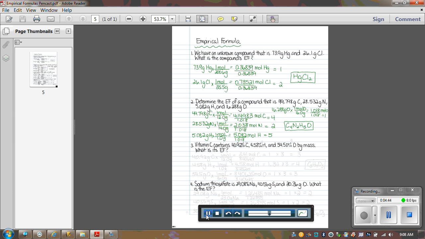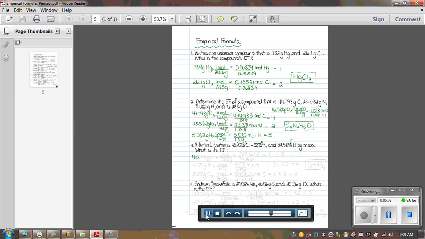All right, for the next problem, we're doing vitamin C. Now we have 3 different substances, but notice this time they've given us percent signs. The percent signs are really easy to deal with. All you're going to do is cross off the percent sign and turn it into a gram sign, because if we had 100 grams, then those percentages would be equivalent. Makes it much easier for a problem.